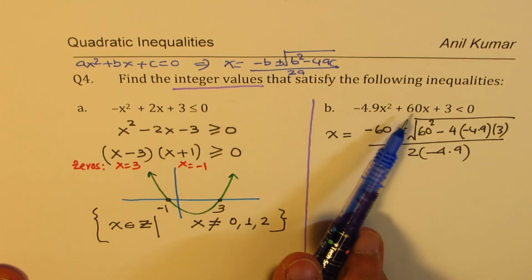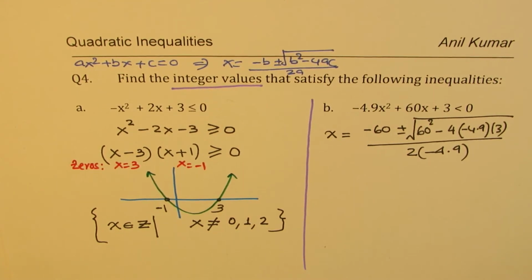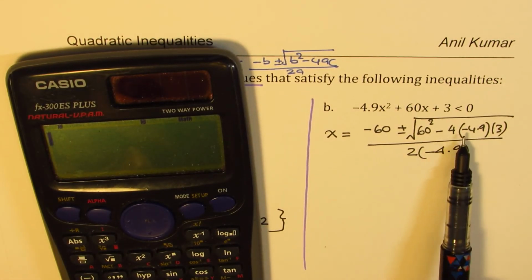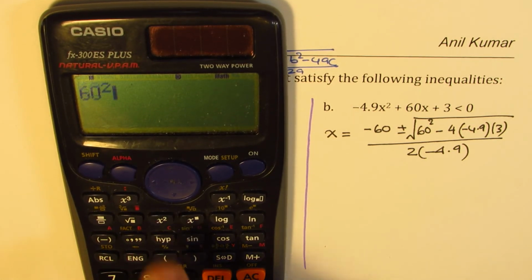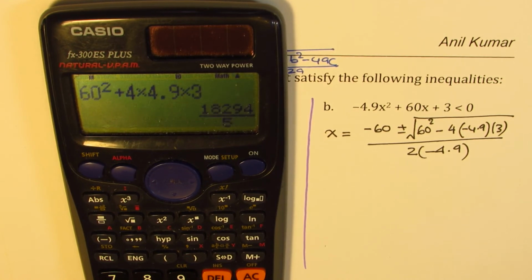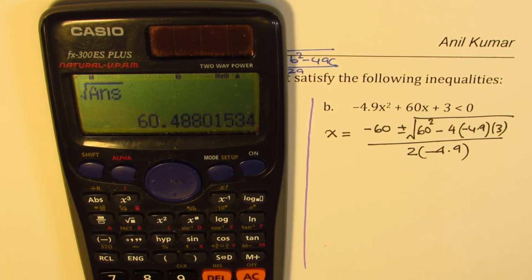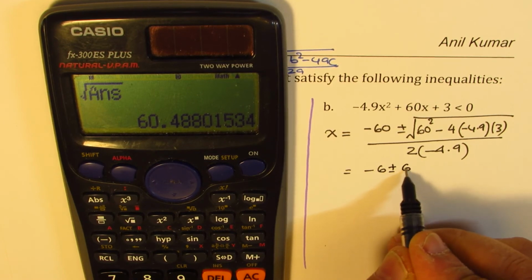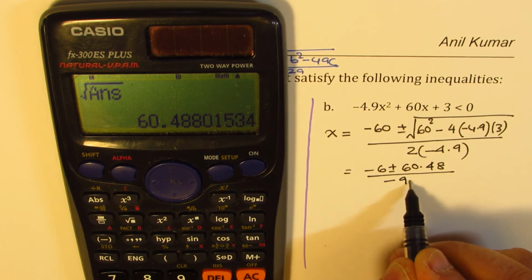So in our equation, b is 60, a is minus 4.9, and c is 3. Use the calculator to calculate this answer, right? So we have within the square root, now this negative and negative becomes positive, so I'll just make it positive. So we have 60 squared plus 4 times 4.9 times 3, which is equal to some number. We'll take the square root of this number, and that gives you, let's rewrite, minus 60 plus minus 60.48 divided by minus 9.8.